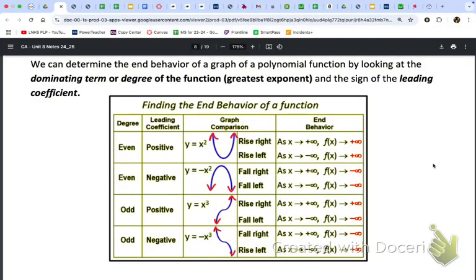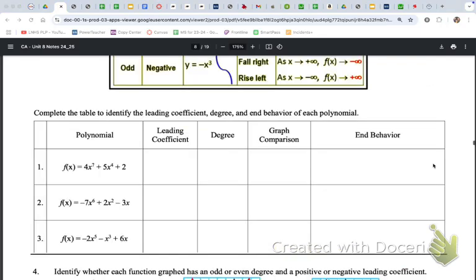But we're going to actually do this little chart, and I think it'll make more sense, and it'll maybe come back to you. So if you want to look here, complete the table, identify the leading coefficient, the degree, and the behavior of each polynomial. Okay, let's look. I'll color code for you.